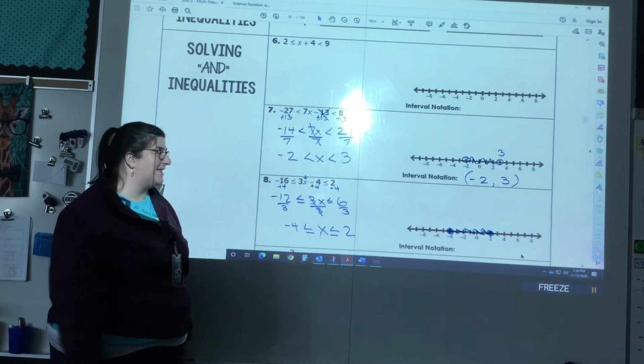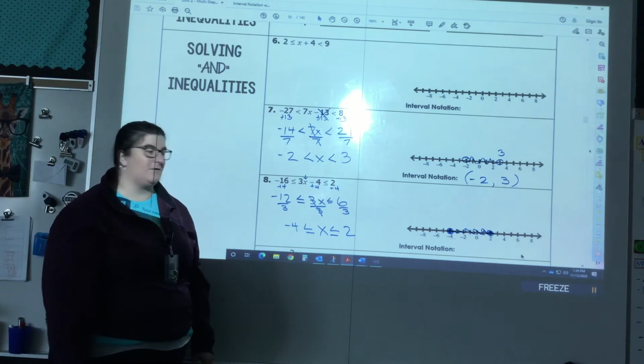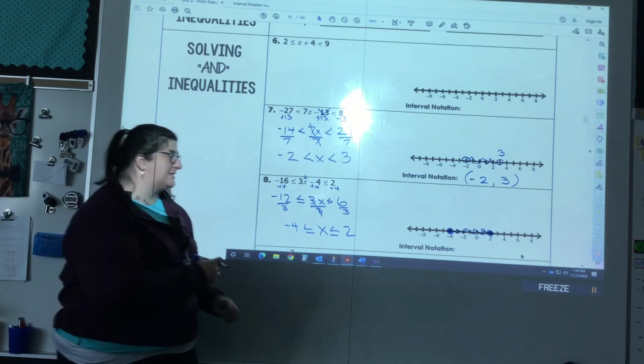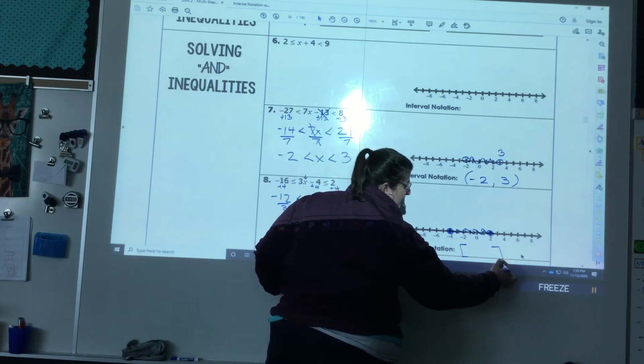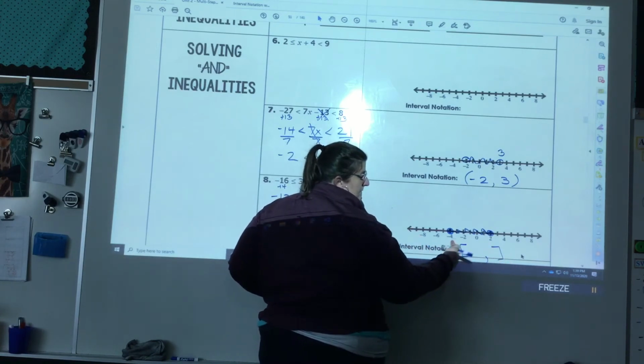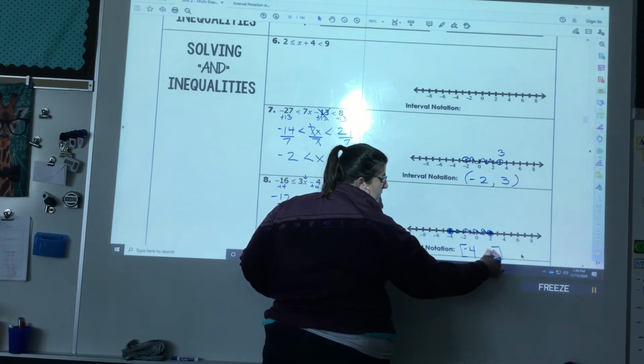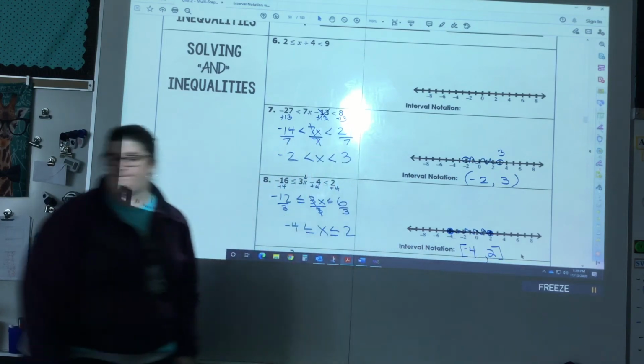Sorry for that announcement. We shade in the middle. All right. Our interval notation, this is exciting. We have 2 closed dots, so we know that this is going to be a bracket on both sides. So my 2 endpoints, -4 and 2.